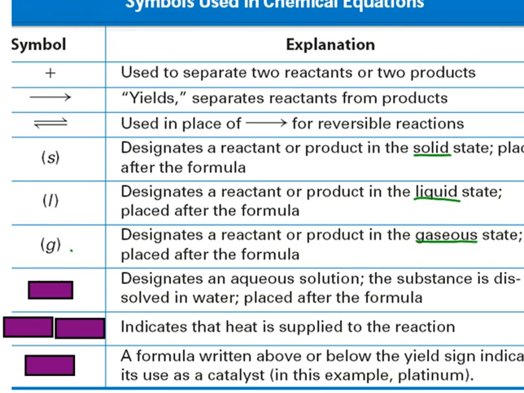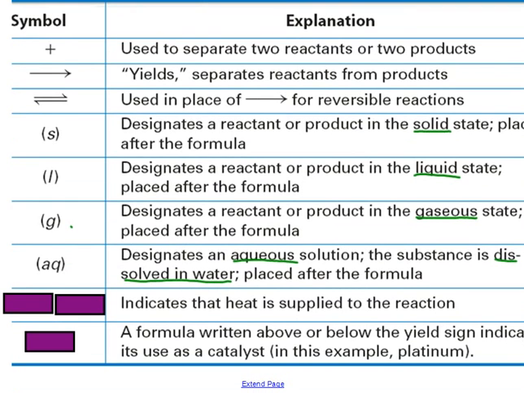Now, if a substance is dissolved in water, it is considered to be aqueous. This symbol is an AQ in parentheses, written as a subscript. So aqueous, which means it is dissolved in water. Let me scroll down so we can see the rest of this chart better.